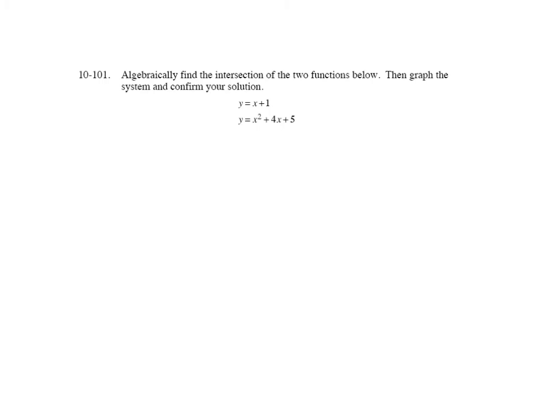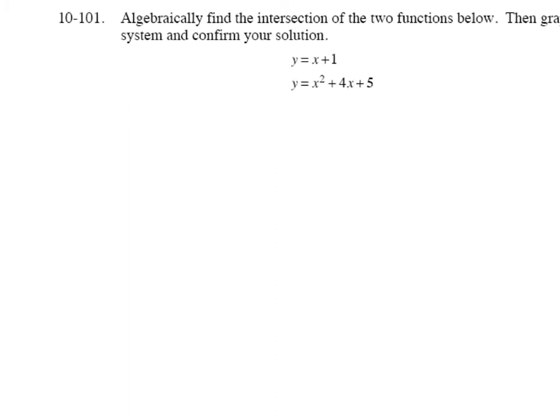Let's look at one more example. Find the intersection for the two functions below, and then graph the system to confirm your solution. So again, both equations are in y equals form, so we can make them equal to each other, called equal values. We've got x plus 1 equals x squared plus 4x plus 5. Because of that x squared, it's called a quadratic, so I need to start getting everything equal to 0. So I'm going to minus x on both sides and minus 1 on both sides.